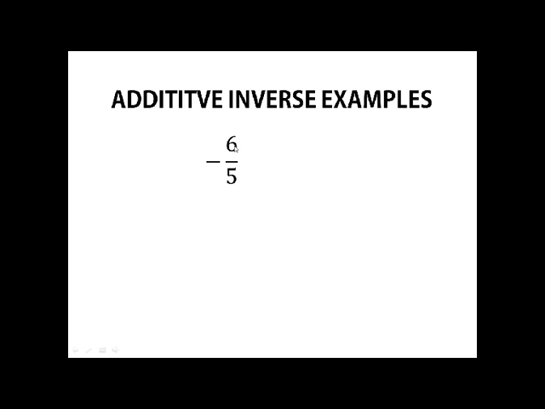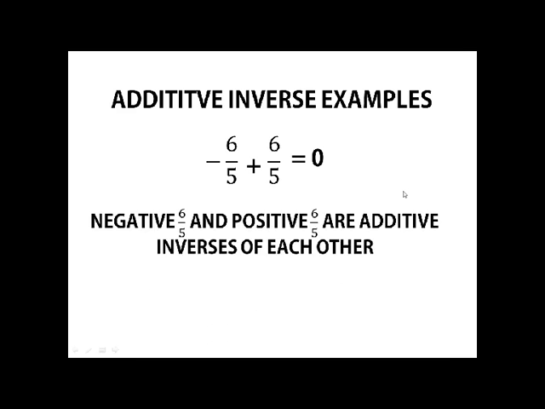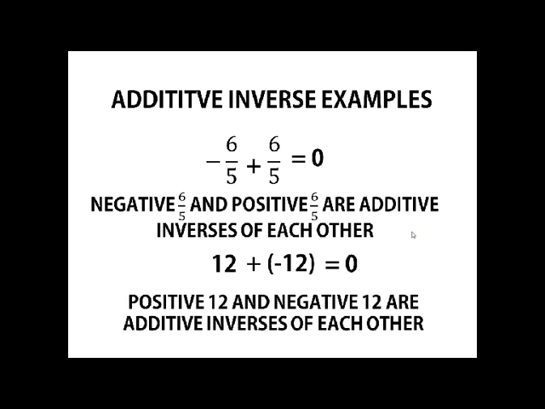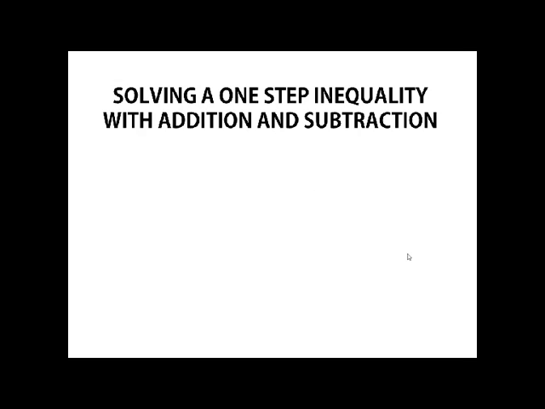What do I need to add to negative 6/5 to equal 0? Well, I need to add positive 6/5, right? That is because negative 6/5 and positive 6/5 are additive inverses of each other. Here's another example. What do I need to add to 12 to equal 0? Well, I just need to add negative 12. That is because positive 12 and negative 12 are additive inverses of each other.